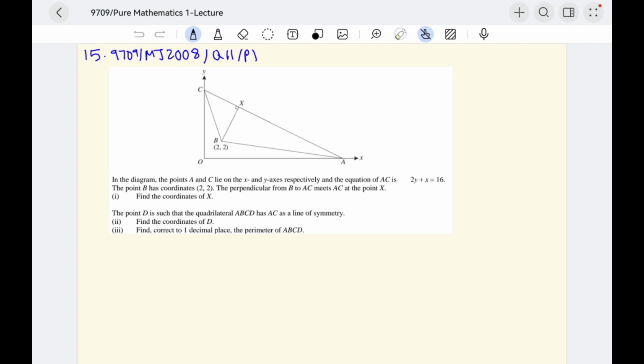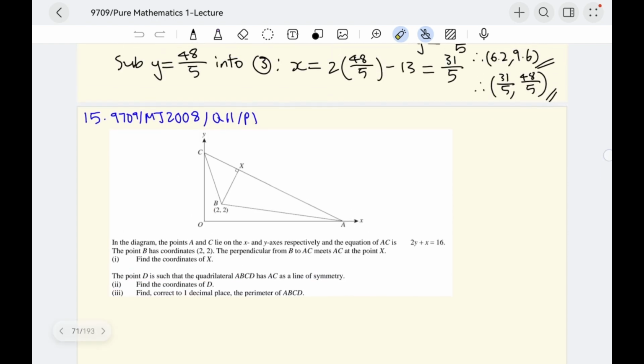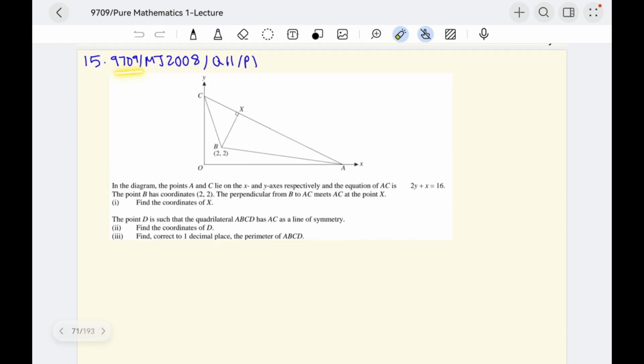Okay, let's move on to the next question, which is question 15. Although this is the last past-year question, since the equation of circle does not exist in the older syllabus, I will provide extra questions for the equation of circles later. So this is the past-year question of 9709 May June 2008, question 11, paper 1.